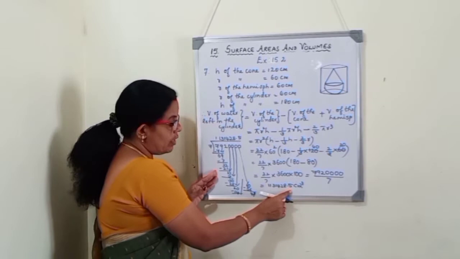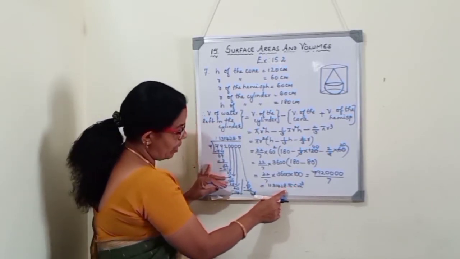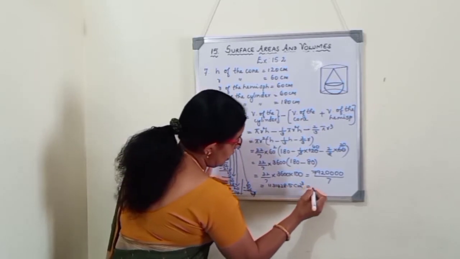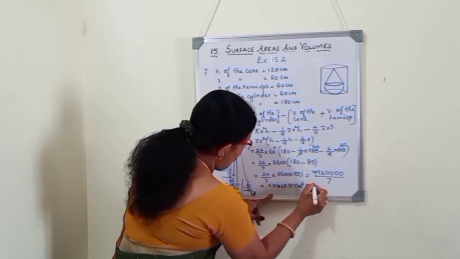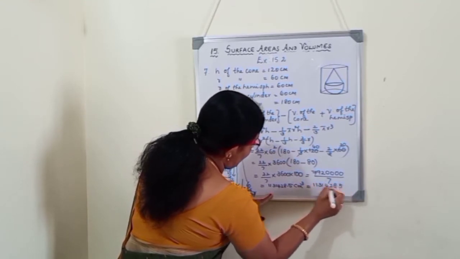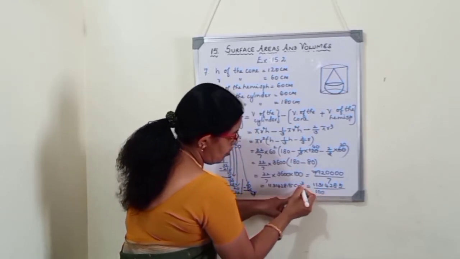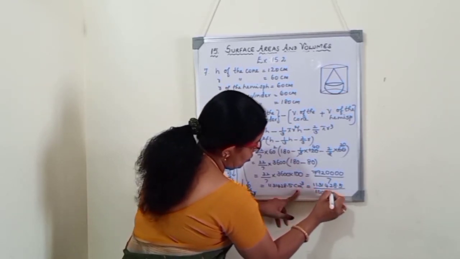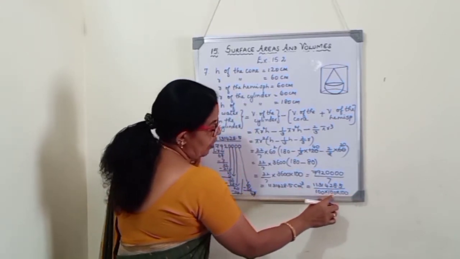If you want to convert into meter cube, if you want to convert centimeter into meter, we will divide by 100. So if you want to convert into meter cube, 3 times 100 we have to divide. That is 1131428.5 divided by 100 when we write centimeter into meter. Here it is centimeter cube, so 3 times we have to multiply 100. That is 100 into 100 into 100.